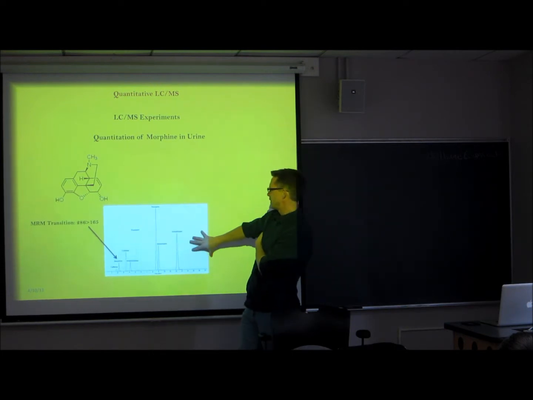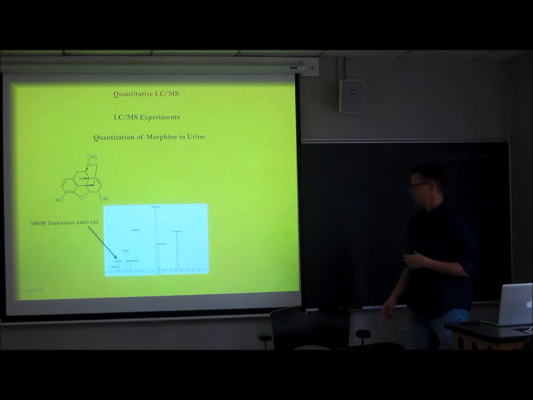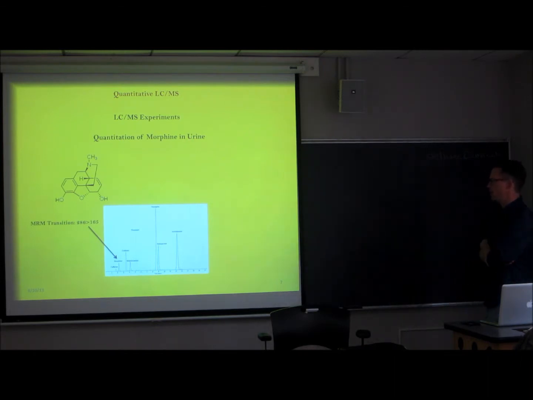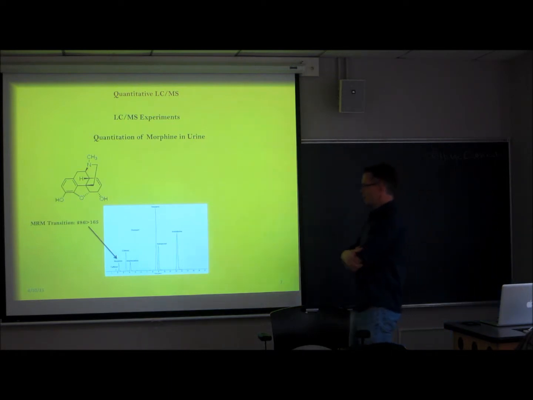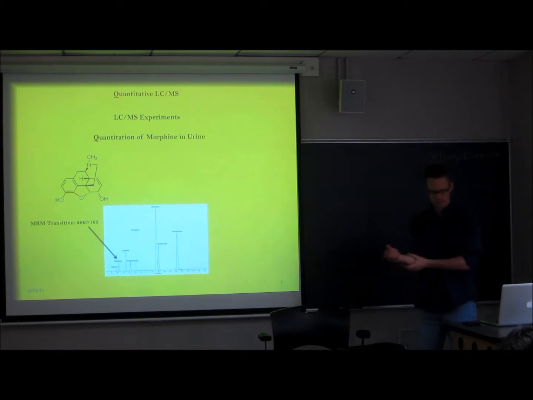This is an MRM method where we have different transitions for 1, 2, 3, 4, 5, 6, 7, 8 different drugs of abuse, so you can run a whole panel. Each one of those peaks will have a different MRM transition that's being monitored. That 286 to 165, when you monitor that, the only peak you'll see is that one right down there for morphine. This is showing all the transitions simultaneously in different curves. So now we've got a method to separate this out in urine, and we can detect it by monitoring 286 to 165.